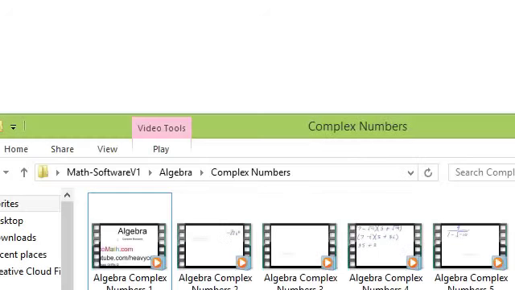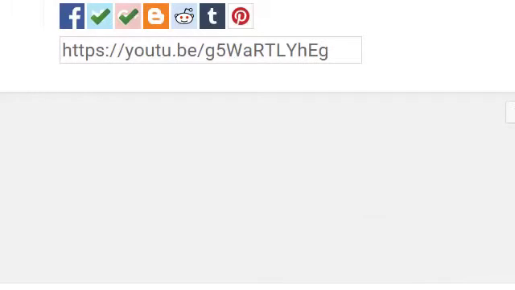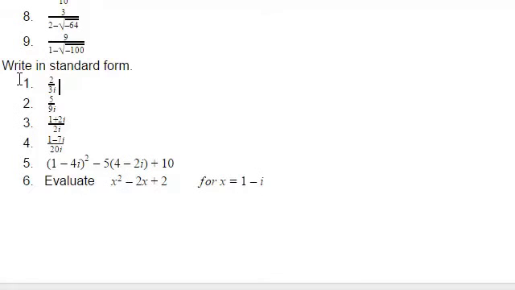Okay, we're in a different section. If I can find it, bring it up. Okay, that's not it. And neither is that. There we go. Right, I got too many windows open here. In standard forms, we got 2 over 3i, 5 over 9i, and so on. So that's what we're going to be looking at.